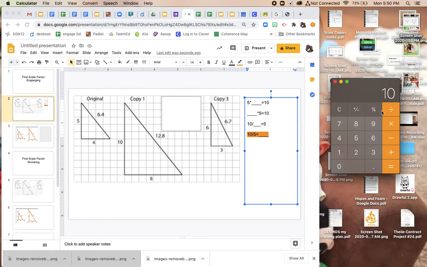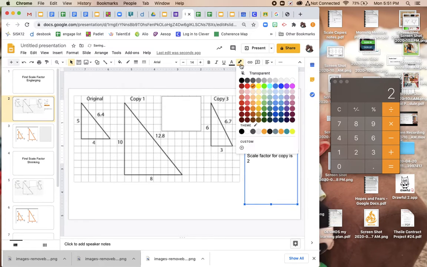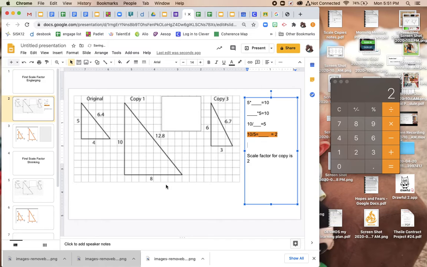So 10 divided by 5 gives me a solution of 2. So this is 2, which means that my scale factor for copy 1 is 2. Well, so far. But that just means 5 to this one. We have to check all of the sides. Let's maybe not get ahead of ourselves. So I have to then check another side to make sure that they all are equaling this 2.